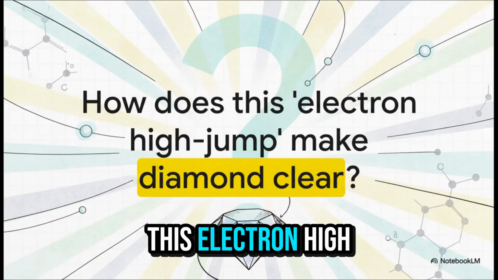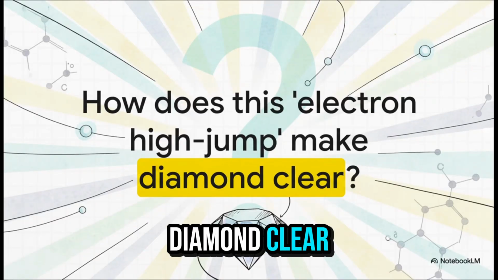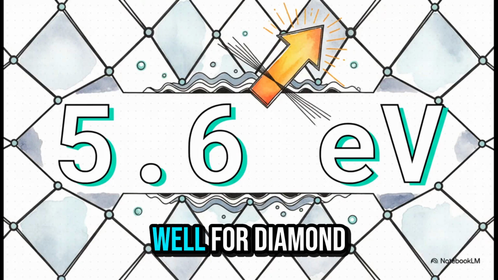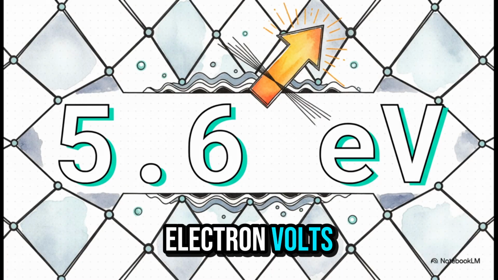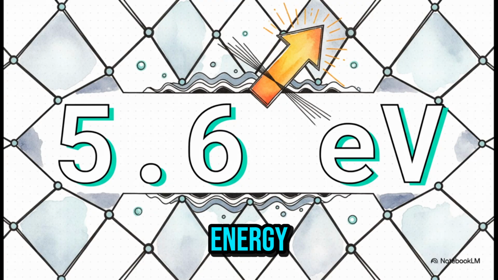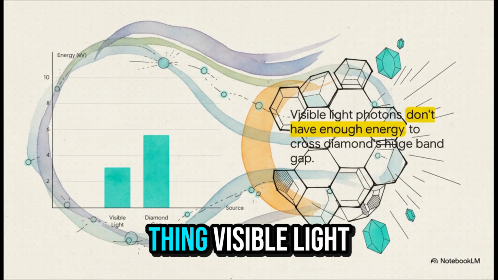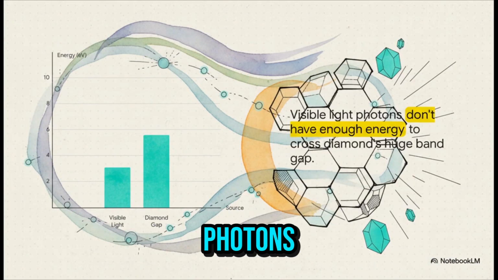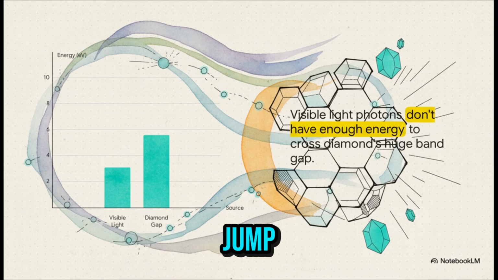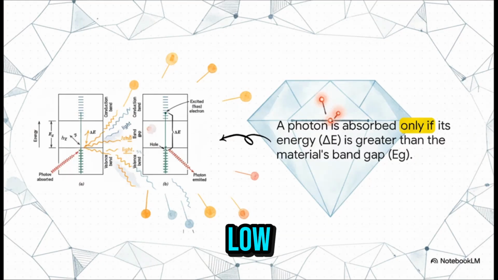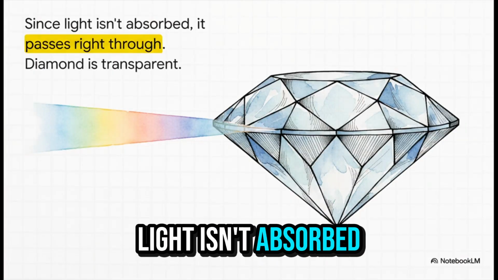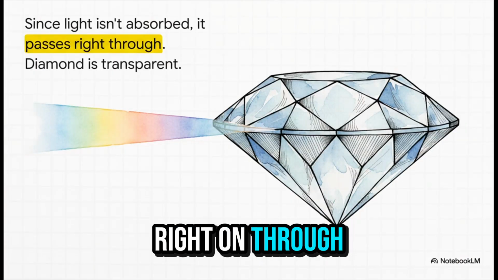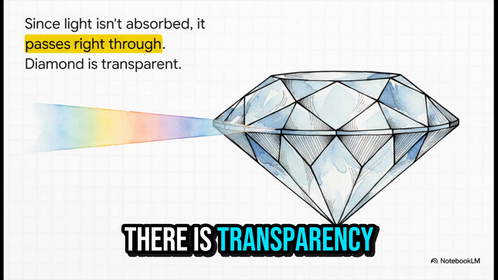So how does this electron high jump make a diamond clear? That's the million-dollar question. Well, for diamond, that jump is a massive 5.6 electron volts. Its electrons need a ton of energy. But here's the thing. Visible light photons, they just don't have enough juice to make that jump. Since the light's energy is too low, the electrons can't absorb it. They're just stuck. And if the light isn't absorbed, it just goes right on through. And that, right there, is transparency.